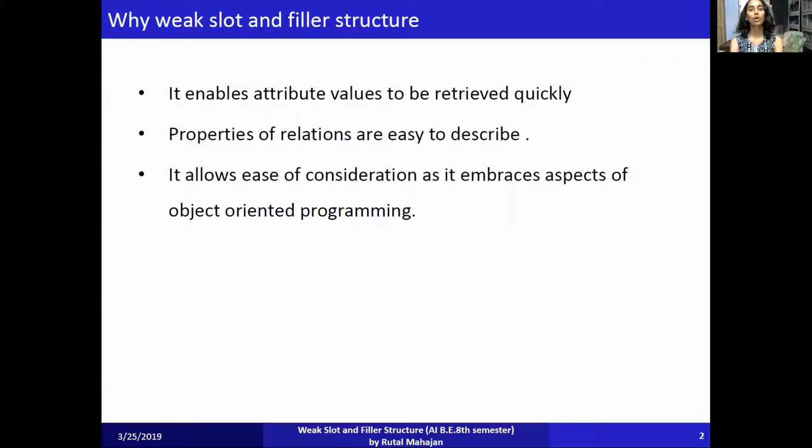This is the knowledge representation technique that we use for storing certain types of knowledge using attribute value pairs. One of the techniques is weak slot and filler structures. Among weak slot and filler structures, there are various types that we will see. One is the semantic net and another is the frame.